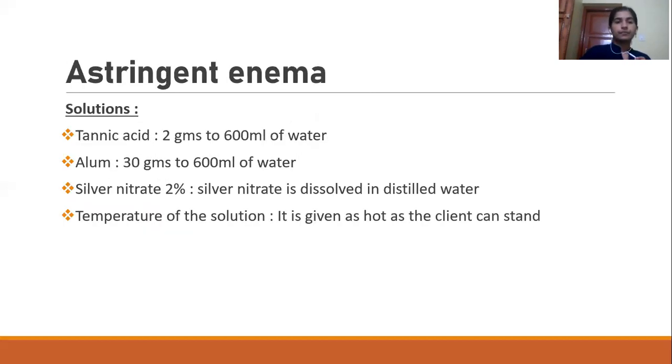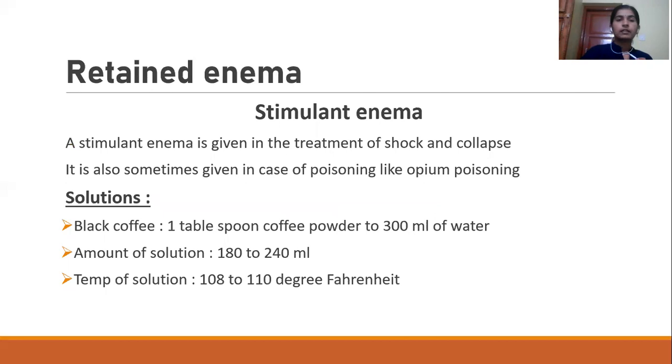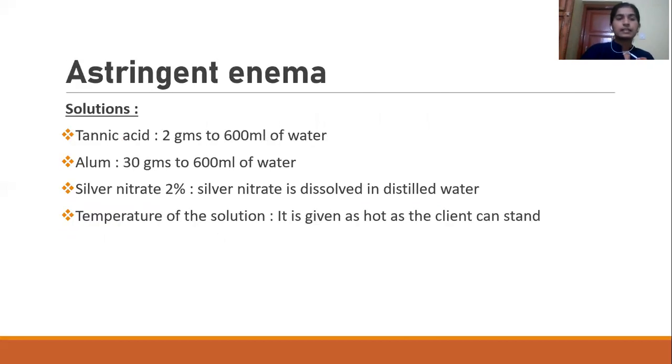So that is about the astringent enema, which we already discussed. The astringent enema solutions include tannic acid, alum, and silver nitrate, and the temperature should be maintained according to the patient's tolerance level.